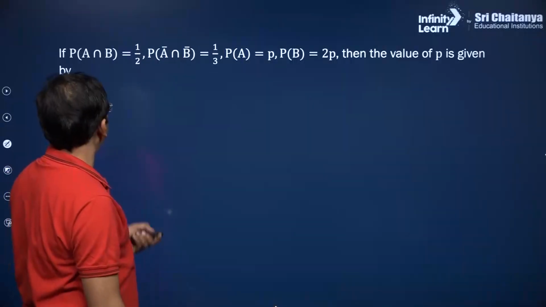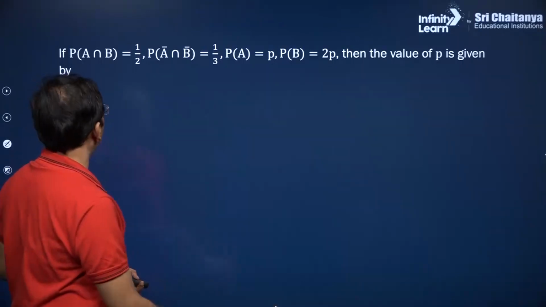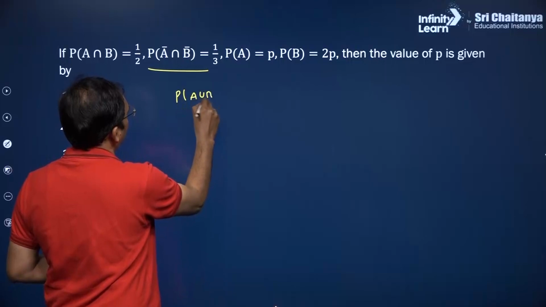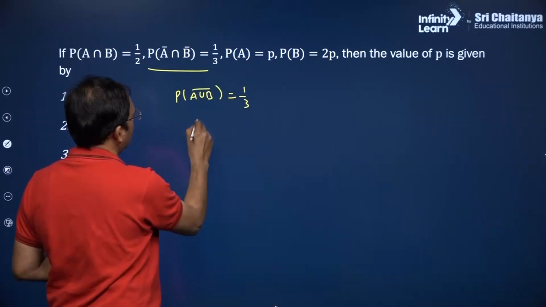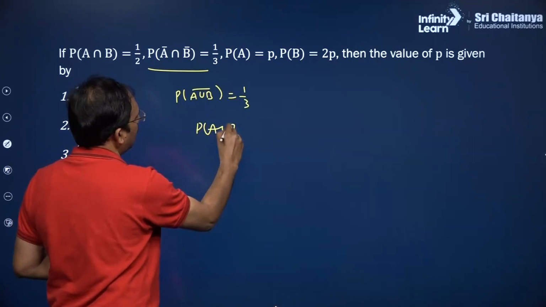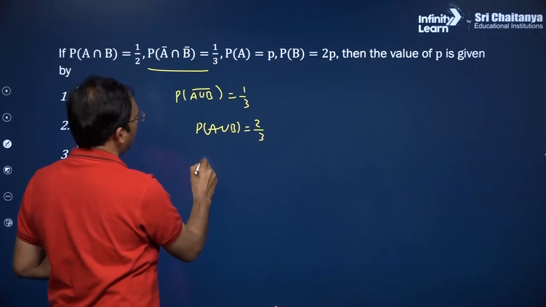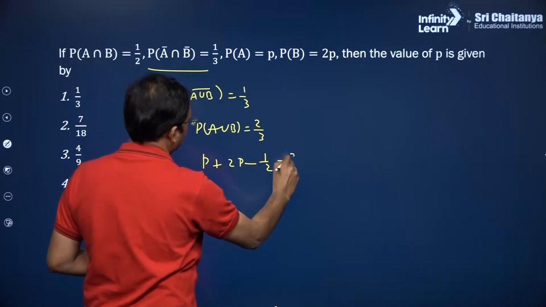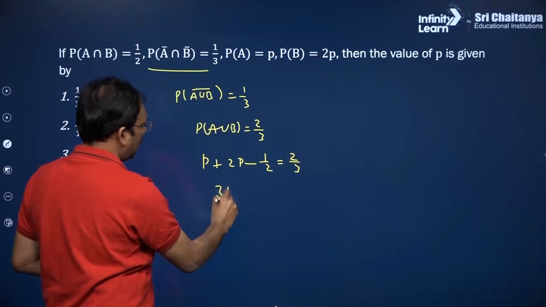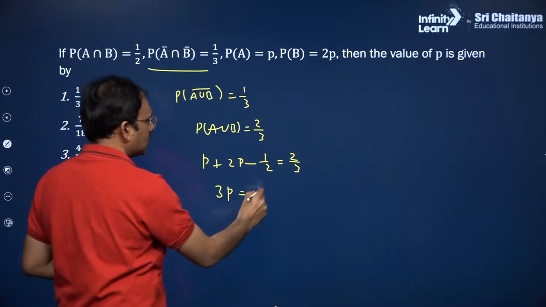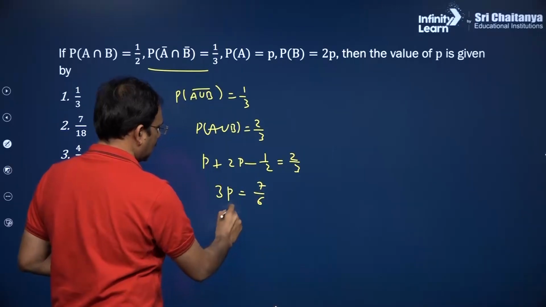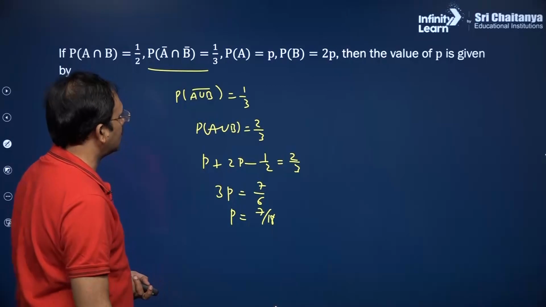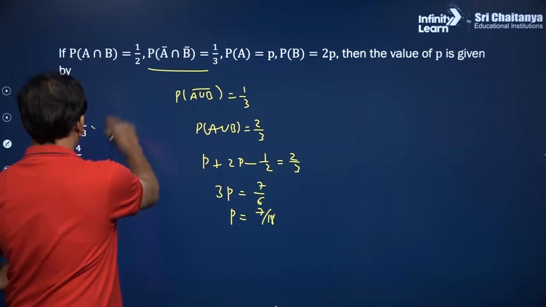Next friends, this is simple. P of A intersection B is 1 by 2. So this gives, my dear friends, P of (A union B) whole bar is 1 by 3. So P of A union B is 2 by 3. So P of A plus P of B minus P of A intersection B is 2 by 3. So 3p is equal to, my dear friends, 7 by 6. So p is equal to 7 by 18. So he wants the value of p, which is 7 by 18.